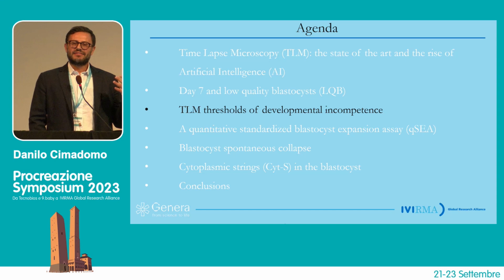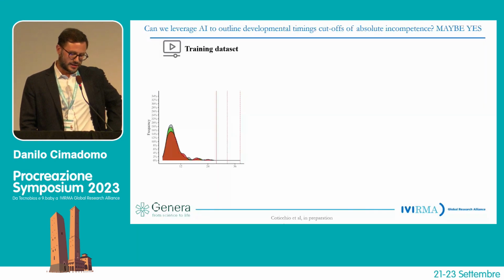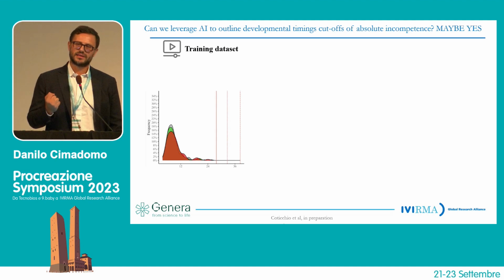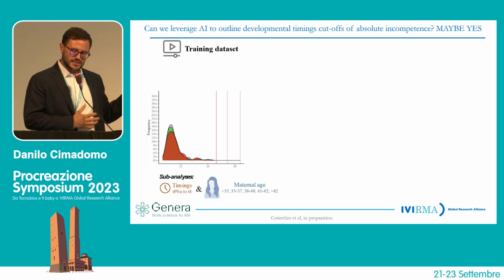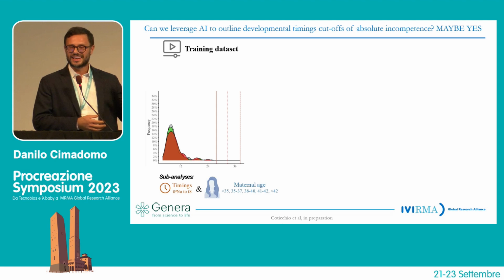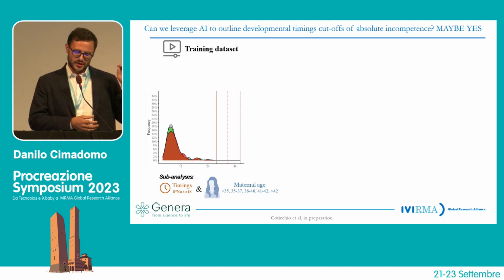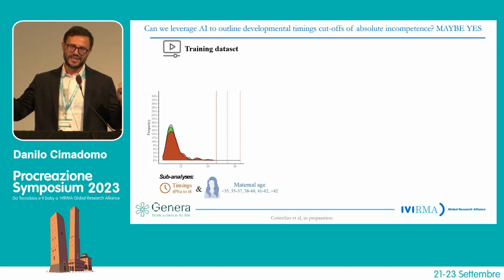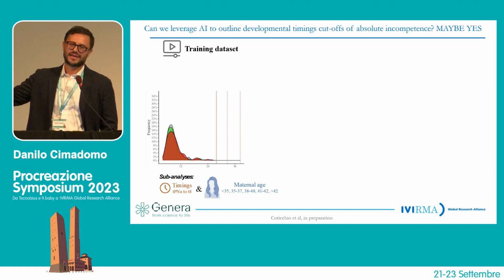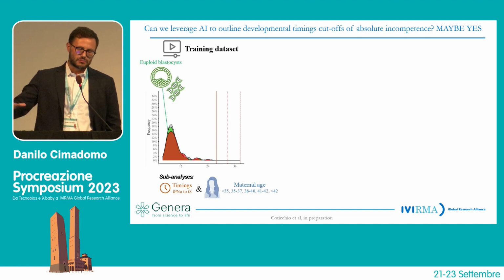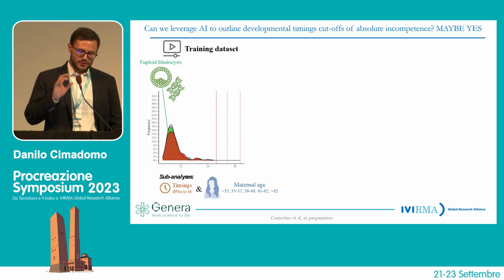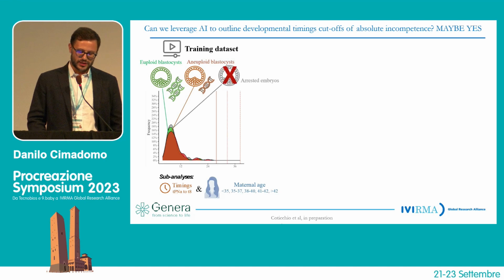Time-lapse thresholds. Can we define time-lapse thresholds of developmental incompetence through AI and this kind of observation? We adopted a training data set from our center in Rome, over 10 years of observations. We clustered the results in these plots according to the early timings of development, from the time of pronuclear appearance up to the time of 8th cell, and across the 5 maternal age ranges as SART describes. And we produced several plots, like the one that you can see here, in which you have the curve for euploid, aneuploid, and arrested embryos.